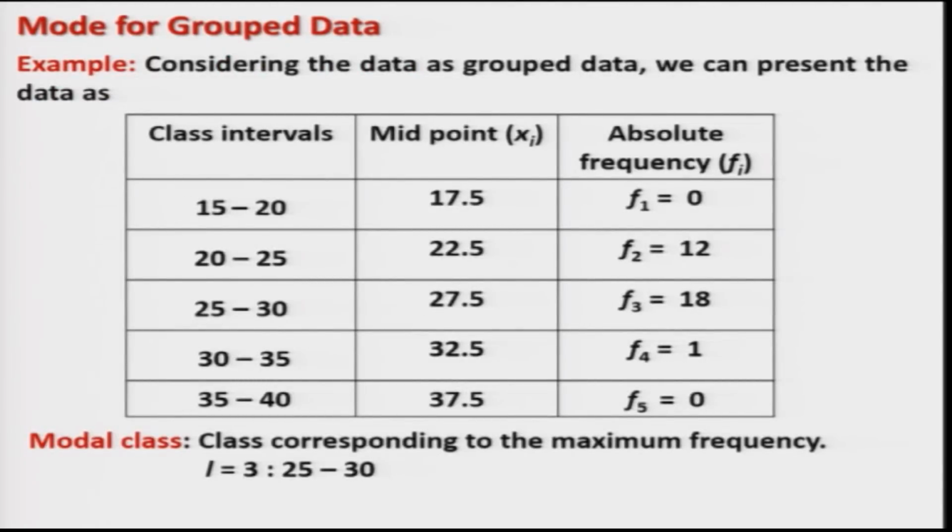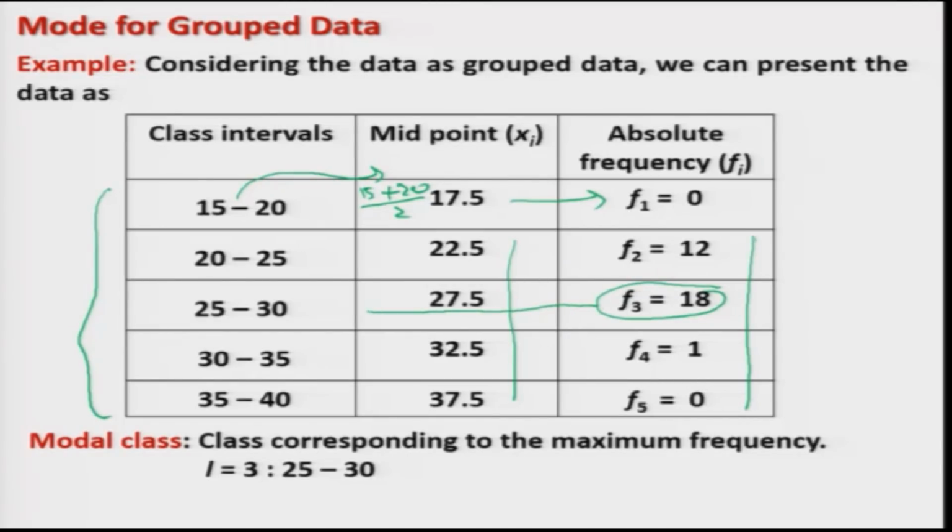Now, we prepare the frequency table. You can see here I have made 5 class intervals, and I have computed their midpoints. For example, in this case the midpoint is computed as 15 plus 20 divided by 2, which is equal to 17.5, and its frequency is 0. Similarly, the other midpoints and their corresponding frequencies have been calculated. Now, out of these frequencies, f3 equal to 18 is the maximum frequency. So, the modal class is going to be the class corresponding to which we have the maximum frequency.